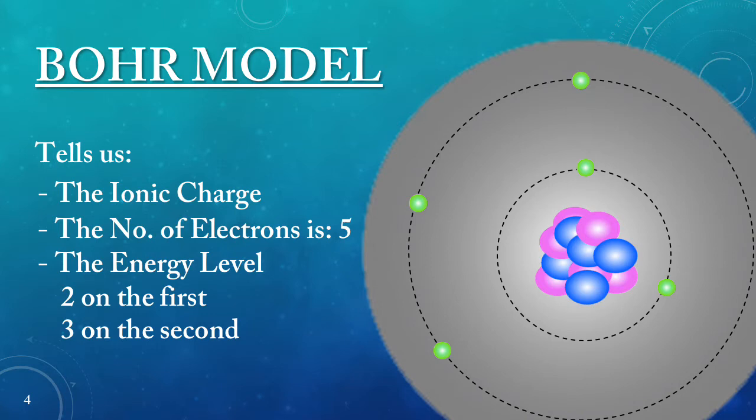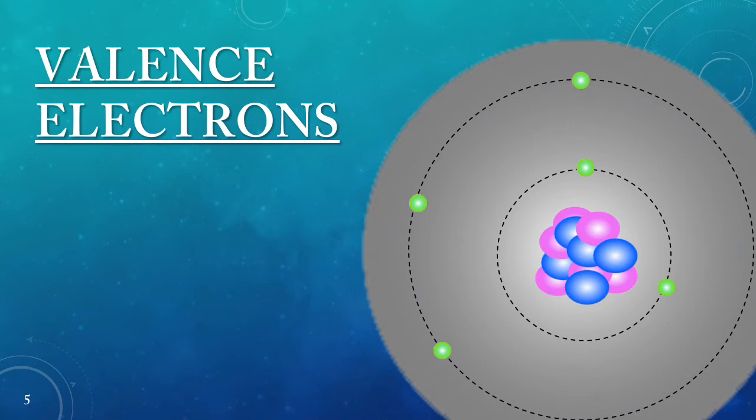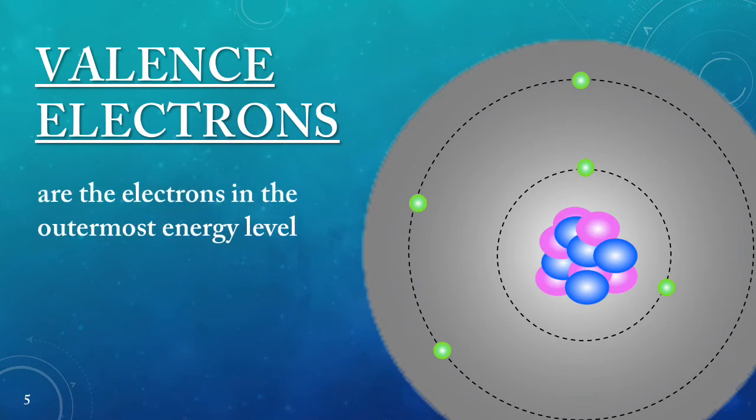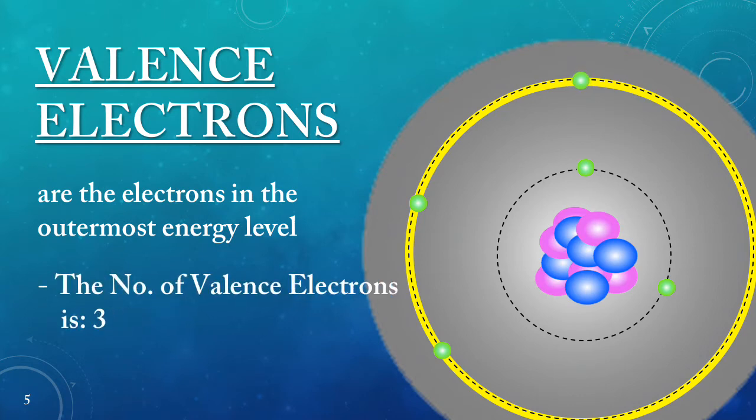Now, we're going to come up with a new term called the valence electrons. We'll explain those in the next slide. So what exactly are valence electrons? These are electrons on the outermost energy level. That is how we're going to define our valence electron. So in this case, our second energy level is going to be our outermost energy level. And I have 3 electrons on here. So my number of valence electrons is going to be 3.